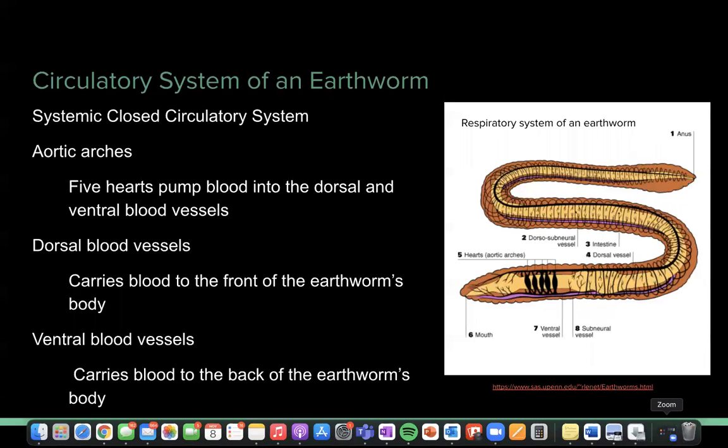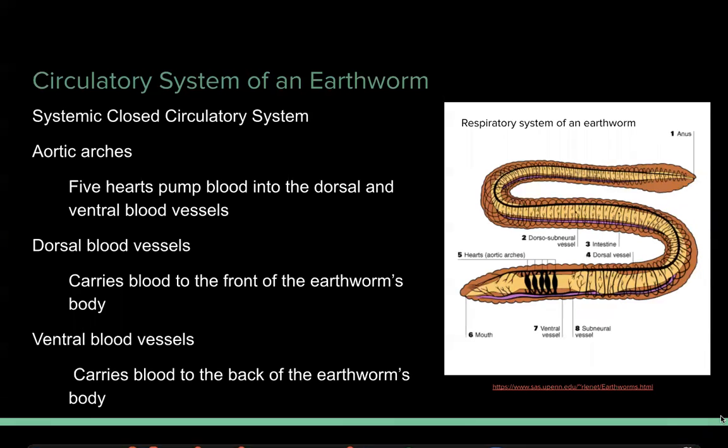Like the rat, the earthworm has a closed circulatory system. However, it has a systemic versus a pulmonary. This includes aortic arches, which are compared to hearts, and they have 5 of these that pump blood into the dorsal and ventral blood vessels. The dorsal blood vessels carry the blood to the front of the earthworm's body, while the ventral blood vessels carry the blood to the back of the earthworm's body.